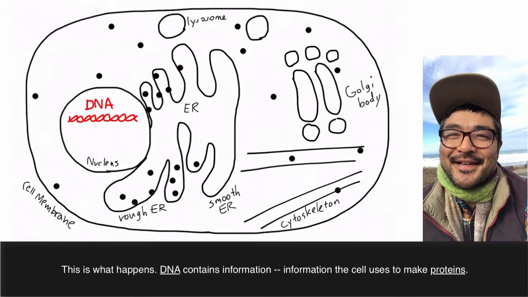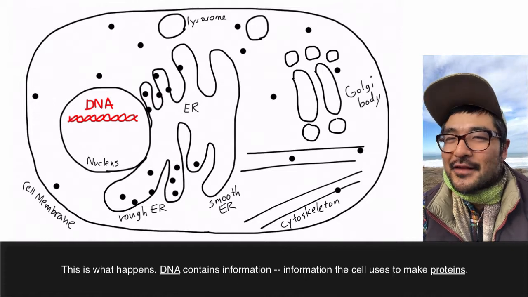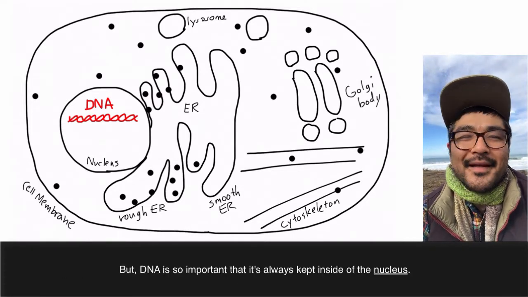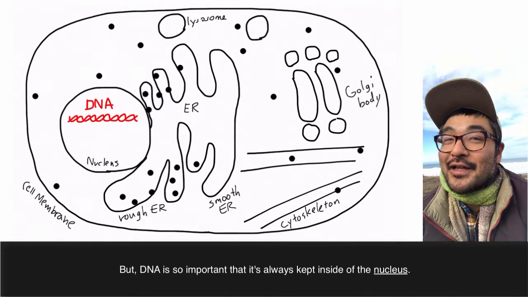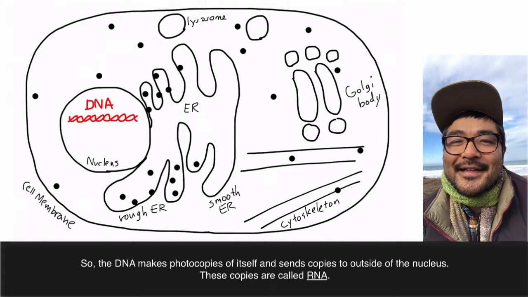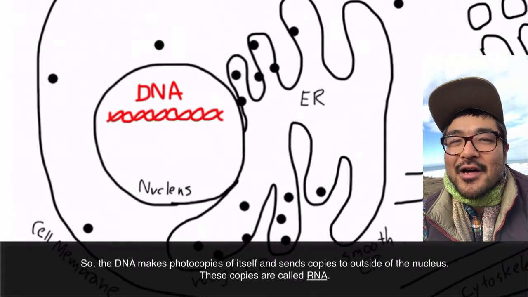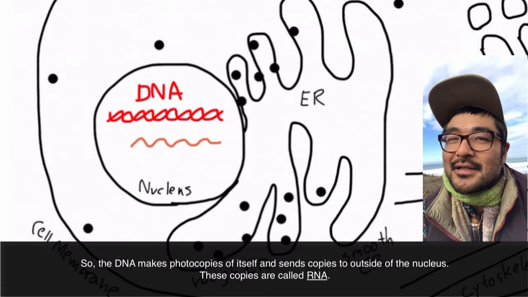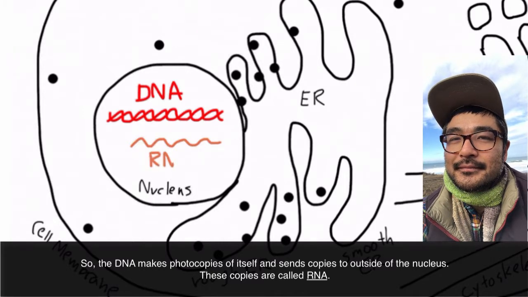This is what happens. DNA contains information the cell uses to make proteins. But DNA is so important that it's always kept inside of the nucleus. So the DNA makes photocopies of itself and sends copies to outside of the nucleus. These copies are called RNA.